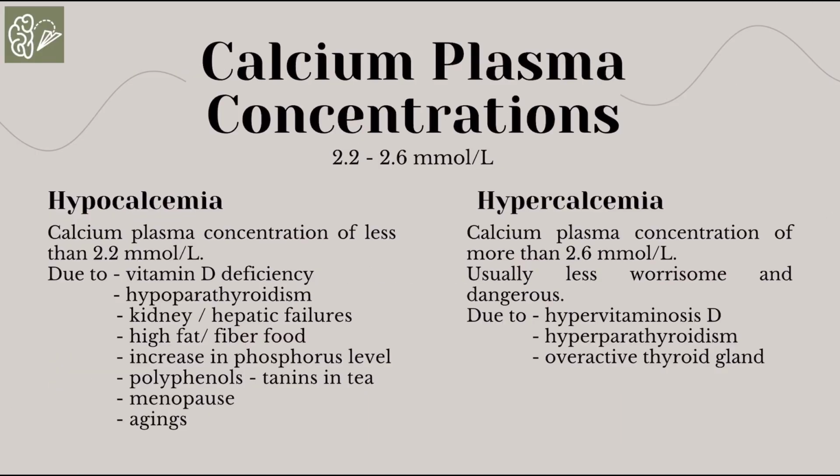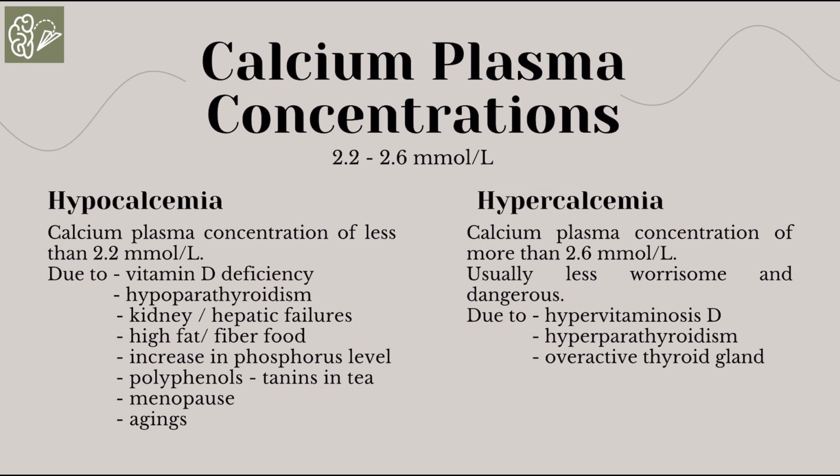So regarding the concentration of calcium in the blood or in the plasma, the ideal concentration would be somewhere between 2.2 to 2.6 millimole per liter. And anything outside that range would be abnormal. So if it was below 2.2, well, that would be the case of hypocalcemia. And if it was above 2.6 millimole per liter, then that would be hypercalcemia.